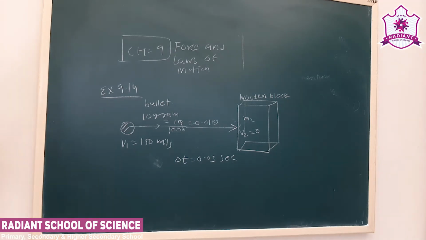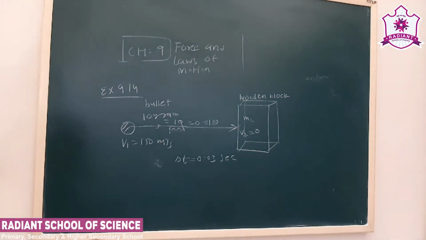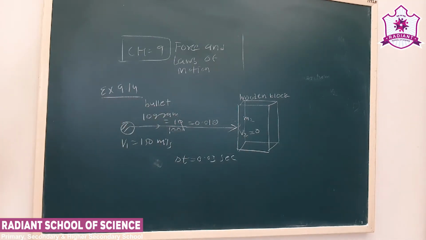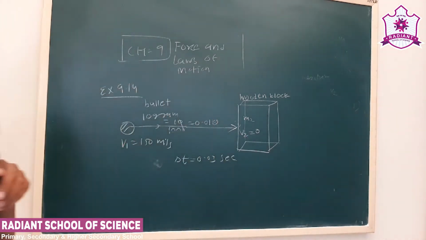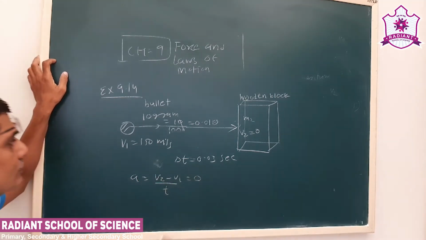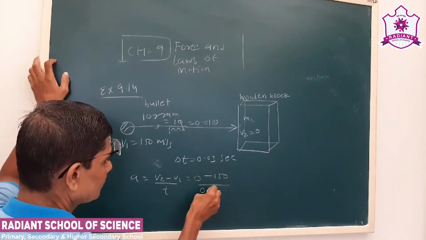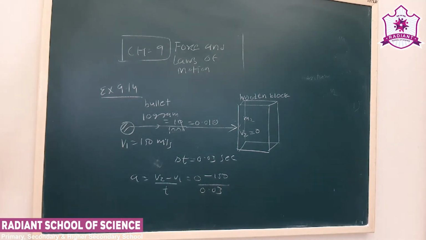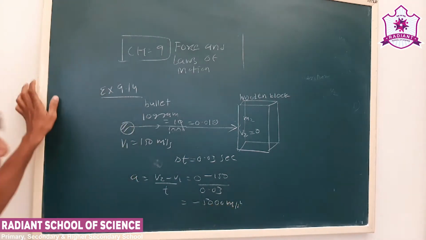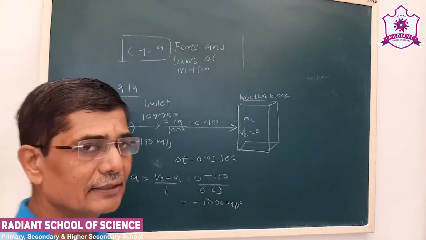Now, see, the initial velocity of the bullet is 150 meter per second. When it collides with a wooden block, it comes to rest, so the final velocity is 0. What is the acceleration? A is equal to V2 minus V1 upon T. V2 is 0, V1 is 150, time is 0.03 second. Here the velocity decreases, so that's why we have to consider it as a retardation.